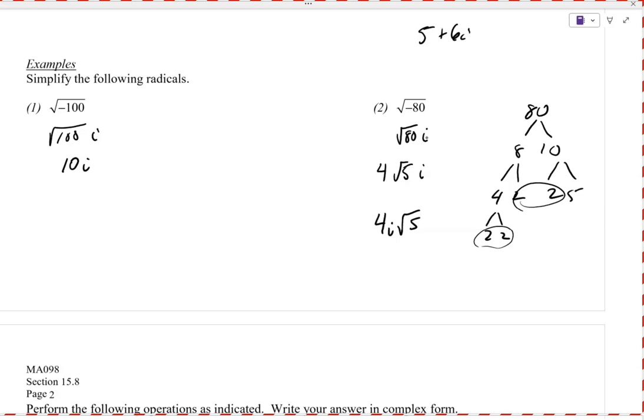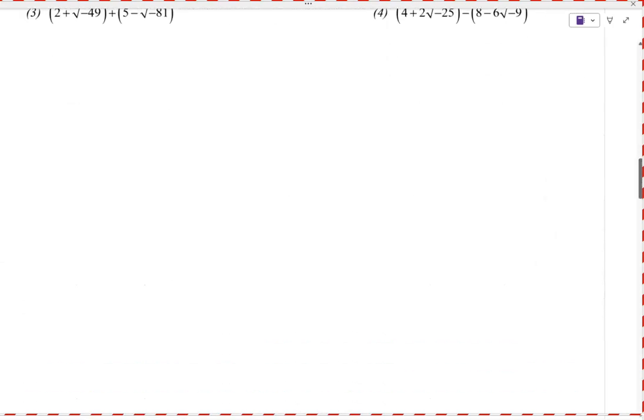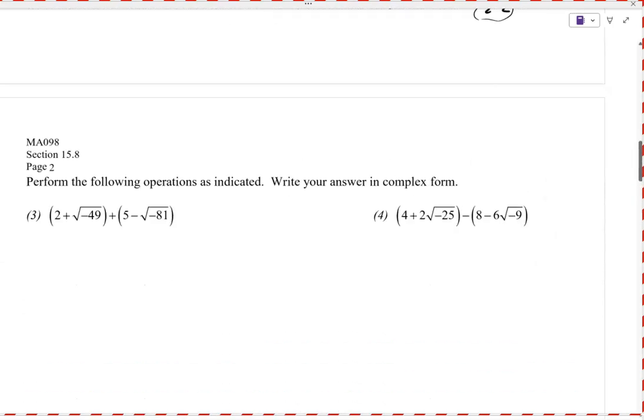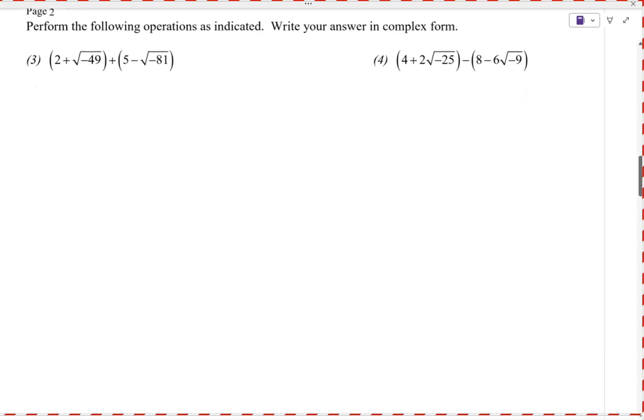All right. Let's see if we can do these last two together. I think there's just 2, yes? Yeah. This one's asking you to add and subtract, but again, cannot emphasize enough, what should you do first? Make them an i. Good. Very, very first thing you should do before you do anything else, if you see a negative under the radical, make it an i. Okay?